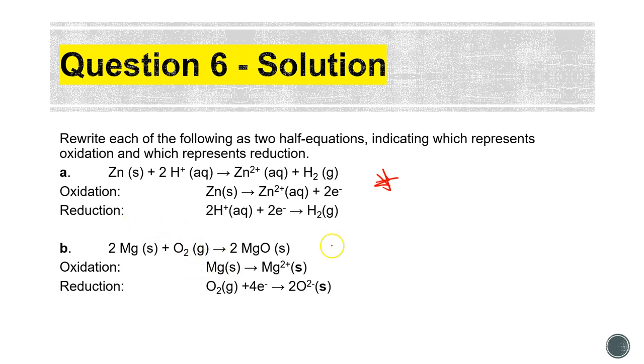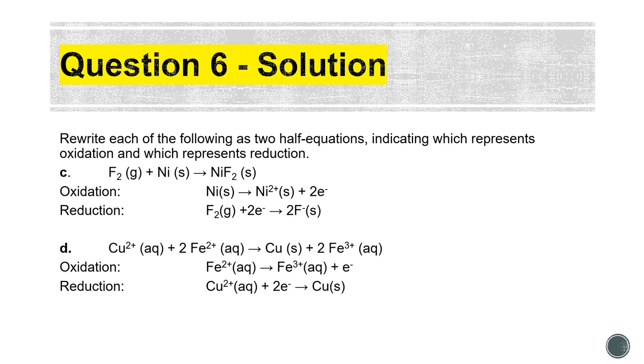Okay, in number B, the magnesium and oxygen is the same as the example we did earlier, where the magnesium is oxidized and the oxygen gas is reduced. For C, we have fluorine and nickel reacting together, forming nickel fluoride. So we have the formation of an ionic compound, which is going to be redox. The nickel has given up its electrons, so they're on the right-hand side, so it is oxidation. The fluorine has gained electrons, so they're on the left-hand side, it is reduction.